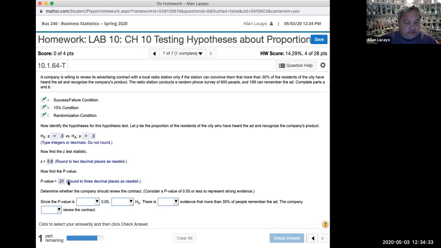21% is the p-value. Since the p-value is greater than 5%, we don't reject the null, which means there is not enough evidence that more than 30% of people remember the ad. So the company should not renew the contract with the radio station, because you shouldn't be paying for advertising that's not giving you results in terms of better brand awareness or more people recognizing the brand by the radio.